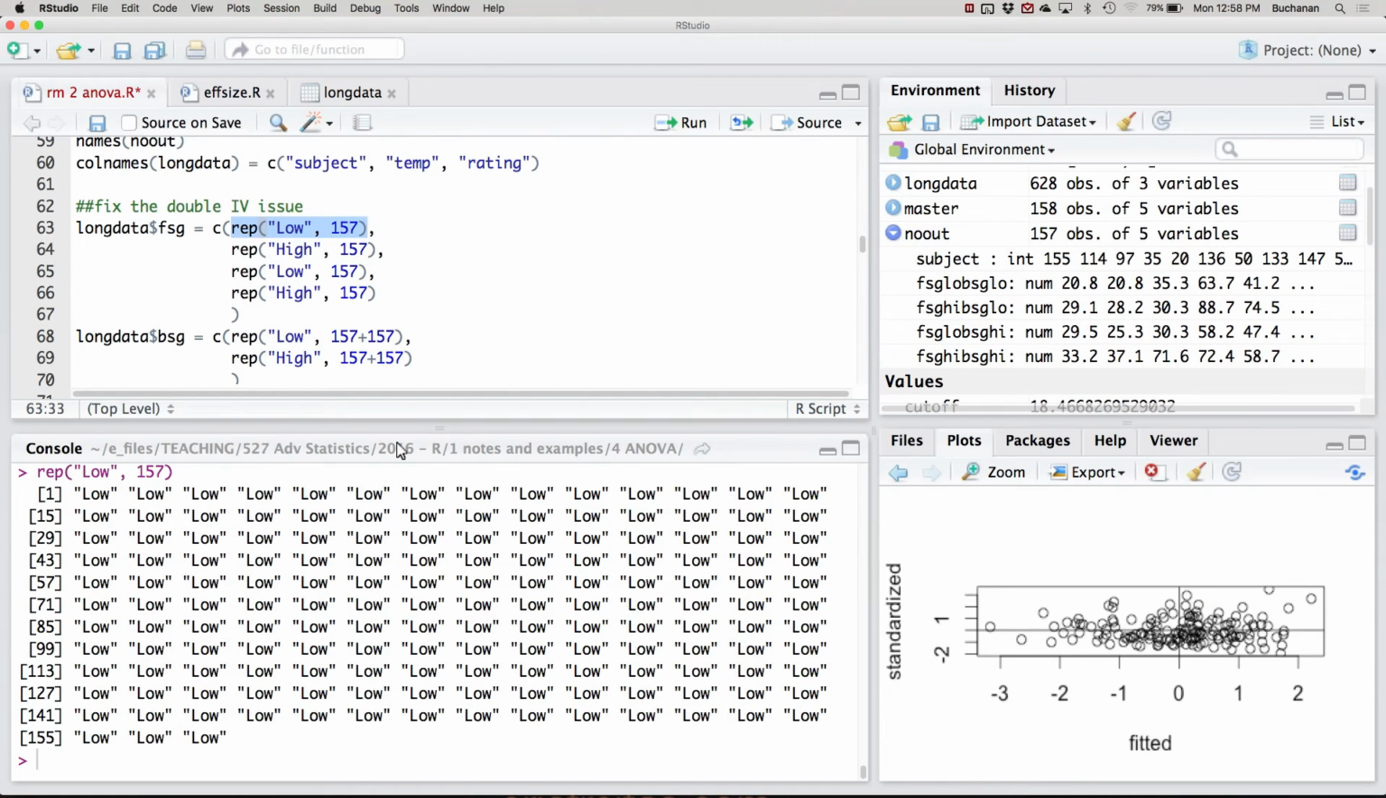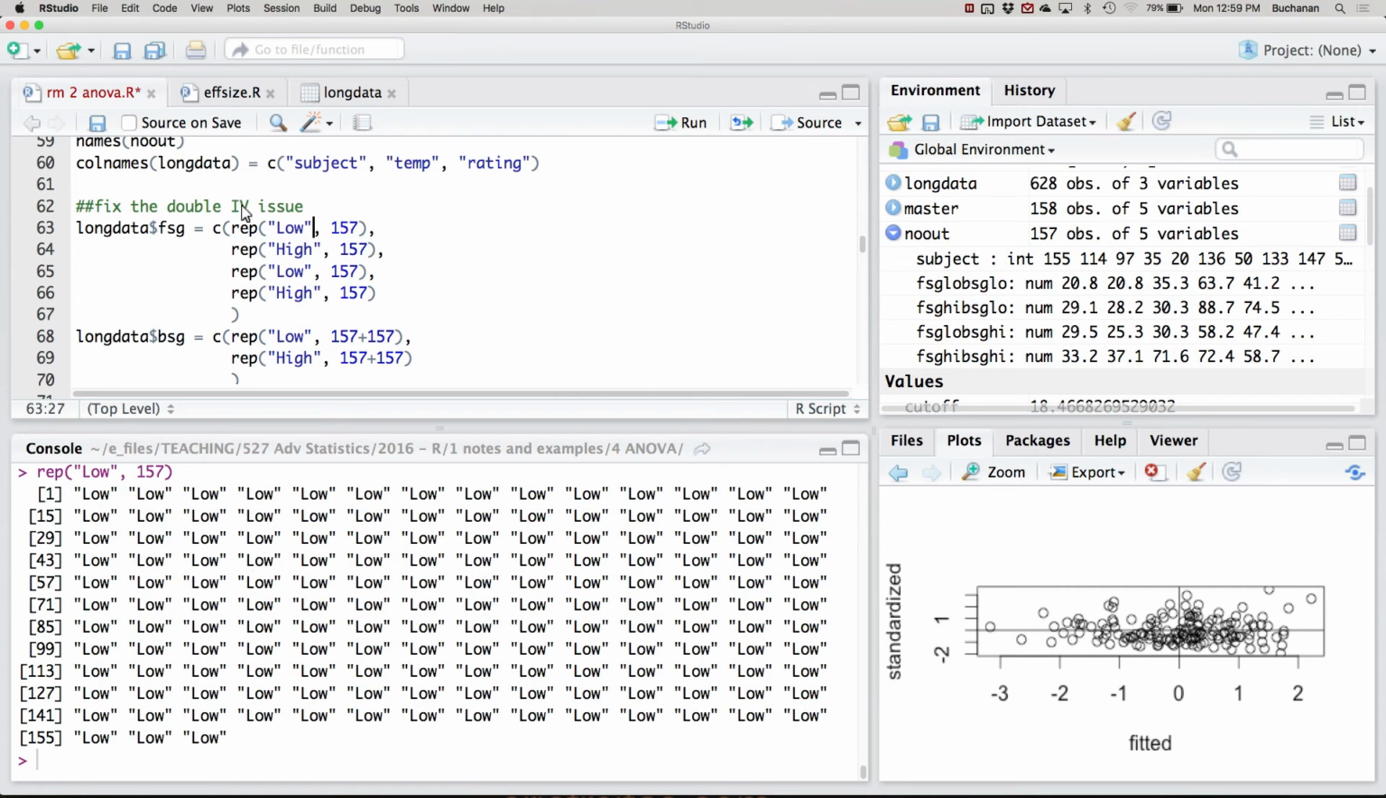So the repeat function is really great. It repeats a number or a letter or anything you want X number of times. So I would get 157 lows. Since I figured this out, I want to repeat this 157 times and then repeat this 157 times, etc. So this is almost if you had to hand code it in Excel. This is much faster. The worst trouble people have is figuring out this part.